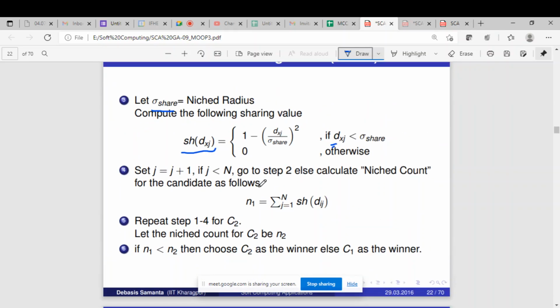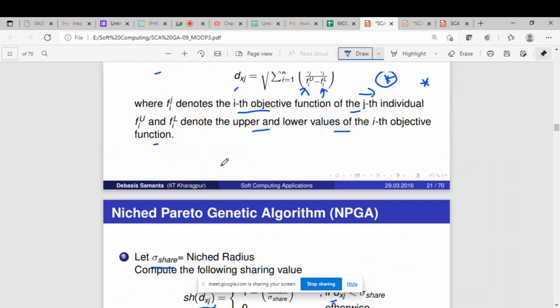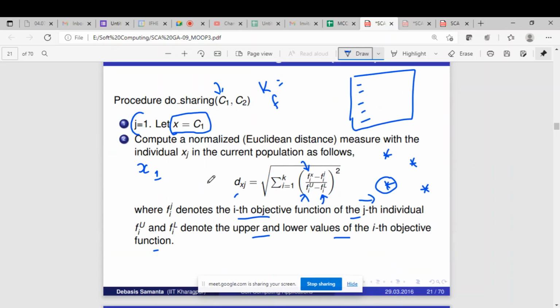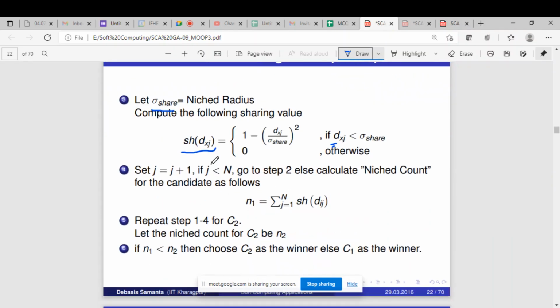Then we increment j by 1, and check whether j is less than n, where n is the number of individuals. If j is less than n, then go to step 2. What is step 2? So far, j is 1, which means we did this only for the first individual. Like that, do it for the second individual, the third individual. So for all individuals it should be done. For every individual we do that.